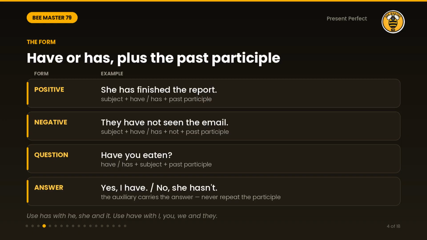The form is simple and it never changes. Take have or has and add the past participle of your main verb. Use has with he, she and it, and have with I, you, we and they. She has finished the reports. For the negative, put not after the auxiliary. They have not seen the email. For a question, move the auxiliary in front of the subject. Have you eaten? And in a short answer, the auxiliary does all the work. Yes, I have. No, she hasn't. Notice that we do not repeat the participle.